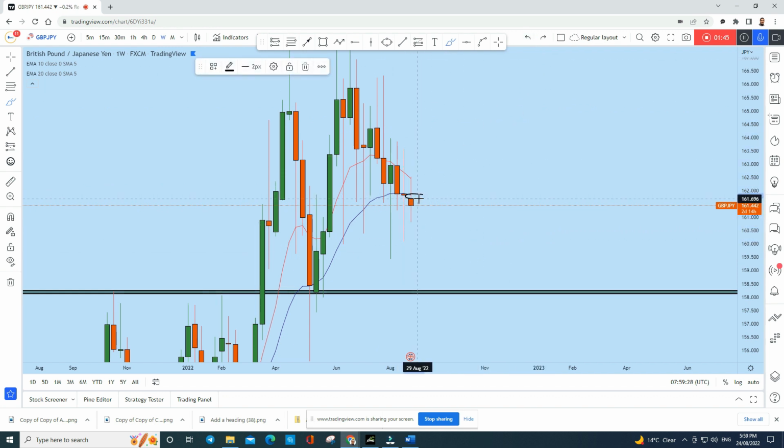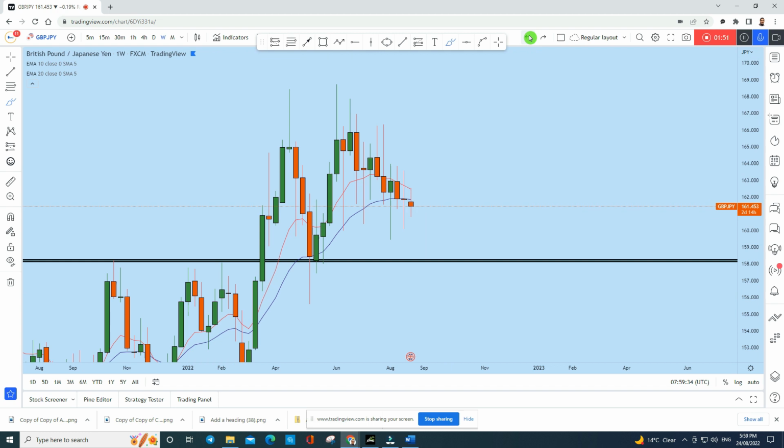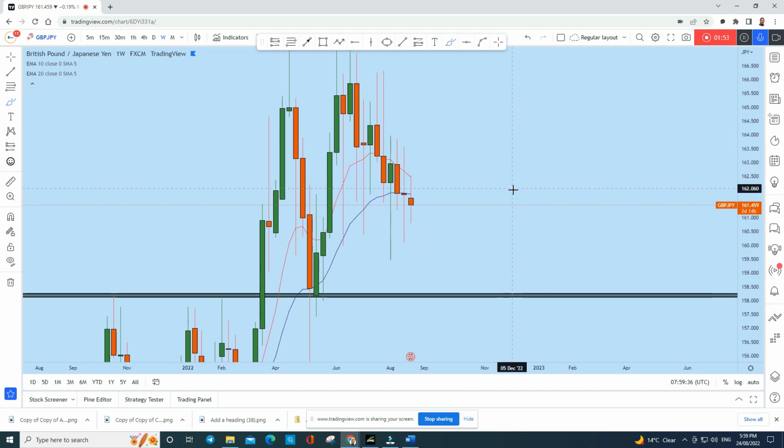This week we have seen a gap opening followed by a possible retracement. Now we see a downward move. So on the weekly and monthly, we could see a drop on GBPJPY.